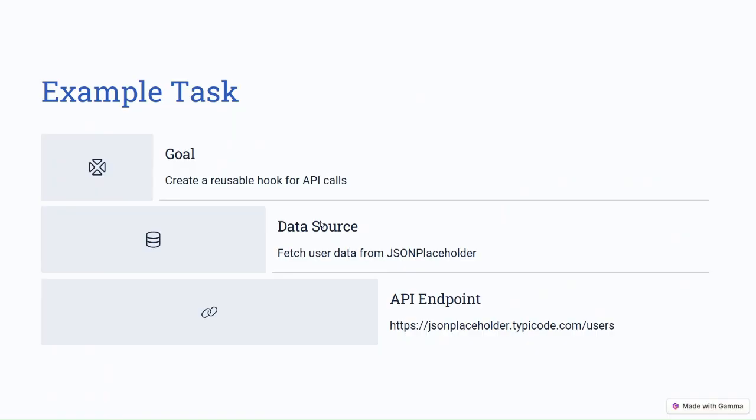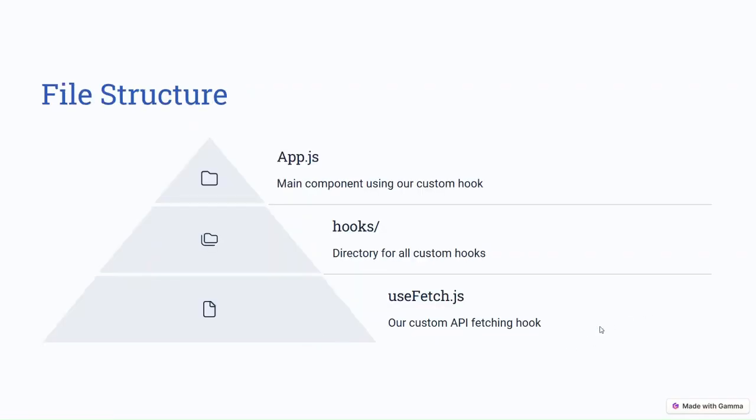Create a reusable hook for API calls. Then data structure: fetch users data from the JSONPlaceholder API endpoint. So as I told you, this API we will use, guys. This is a simple API. It is a third-party free API I can take, or I can say it is a fake API. Okay. So from this API we are fetching the users.